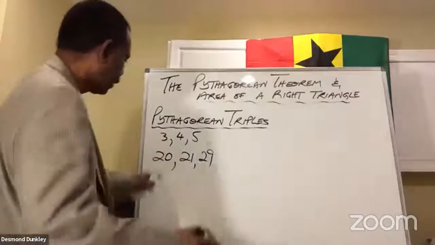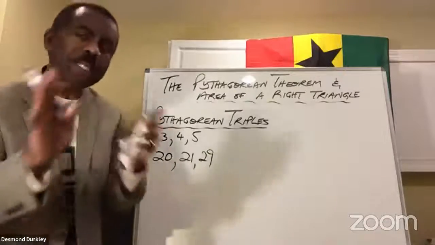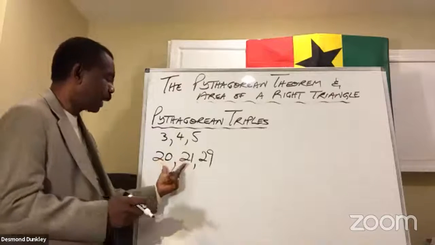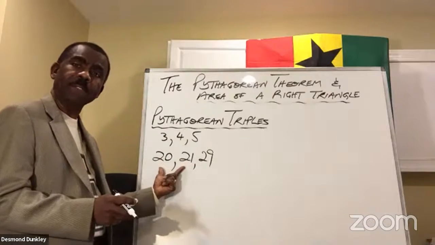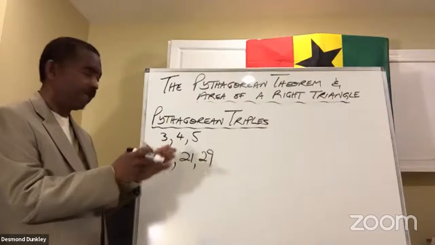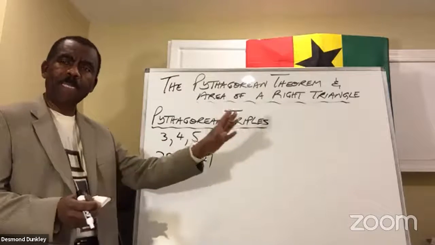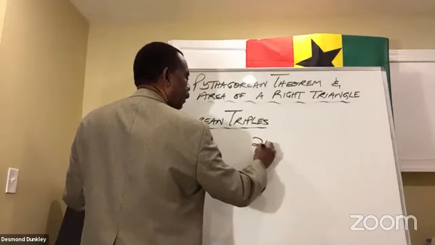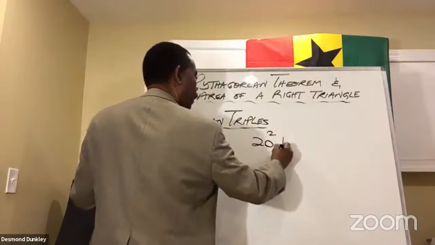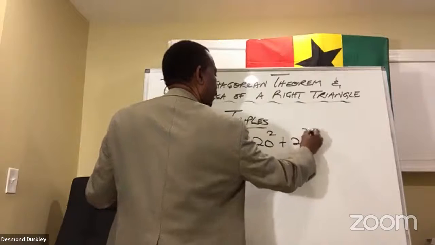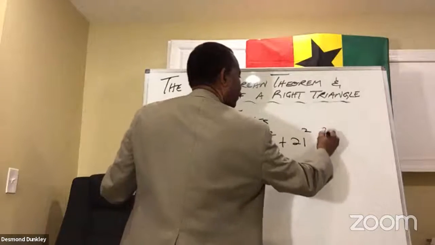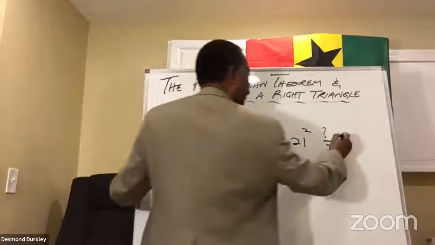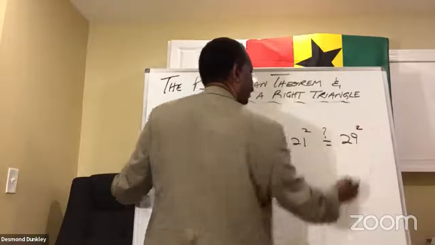Let's check it out. You don't even have to draw the triangle now. All you know is that the 2 smaller lengths must be on the same side, and the longer length must be by itself. So let's check. Is 20 squared plus 21 squared equal to 29 squared?